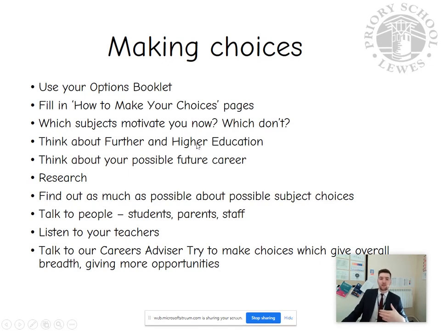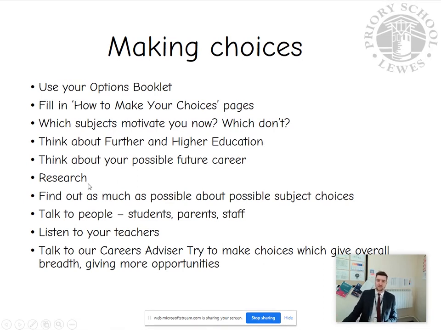Think about your further and higher education choices as well. For example, if you are destined to be a fantastic scientist that's going to find vaccines, you should probably be doing some sort of sciences, shouldn't you? Okay, maybe triple science. So think about your long-term pathways. No one's asking you to decide on a career at the age of 14, but you might have some general preferences for things you would like to do.